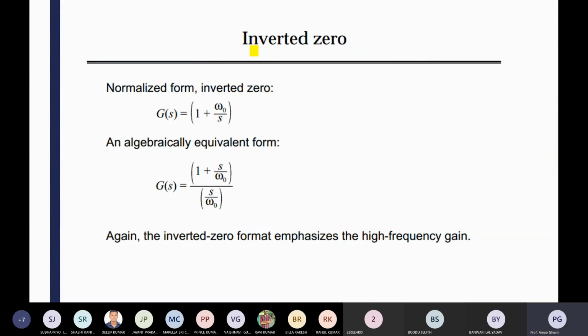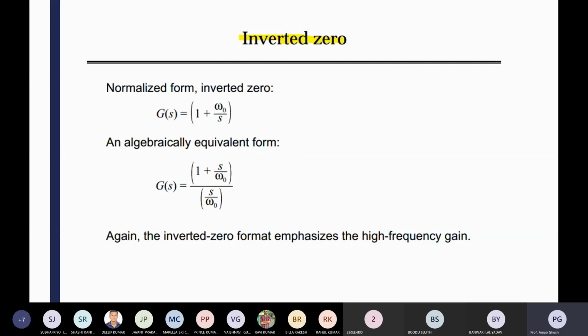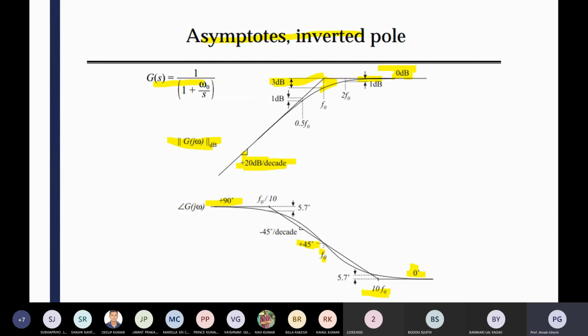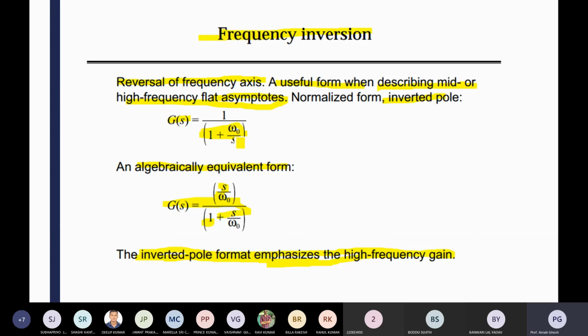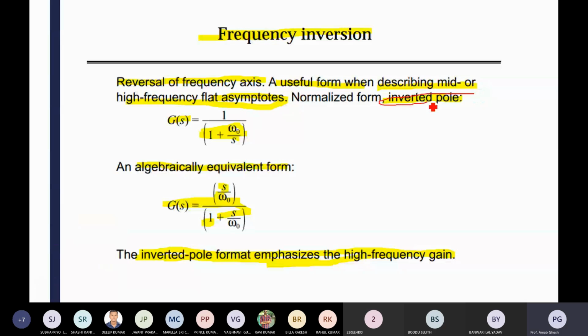So for the inverted zero, here you can see the reverse thing happened. Initially you were making it 1 over 1 plus s by omega 0. Now the inverse zero is there: only 1 plus omega 0 by s. Okay, the normalized form of inverted zero. So first one, it is your inverted pole.